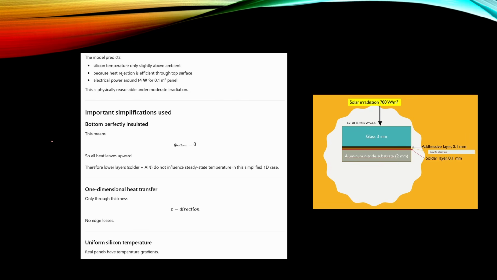We need to notice that we now have many simplifications in our calculation. We assume that our bottom part is perfectly insulated, so all heat leaves upwards, and we are calculating only one-dimensional heat transfer, so no cone effects included now. And we have a uniform silicon temperature. In real panels we have always some kind of temperature gradients.